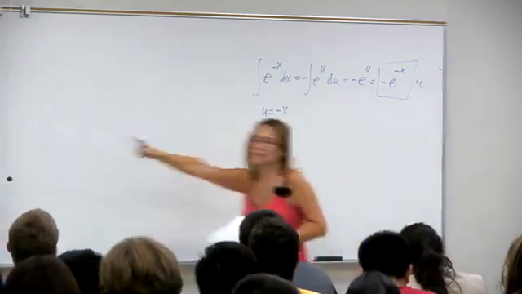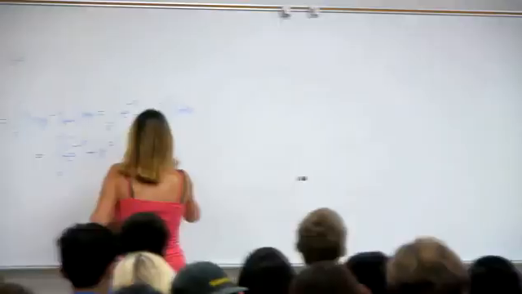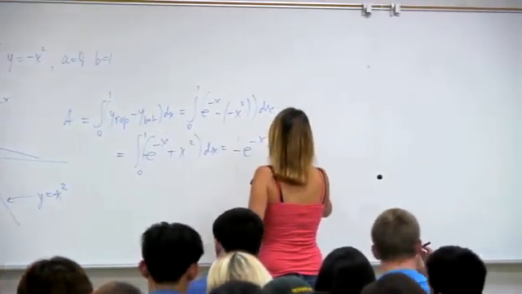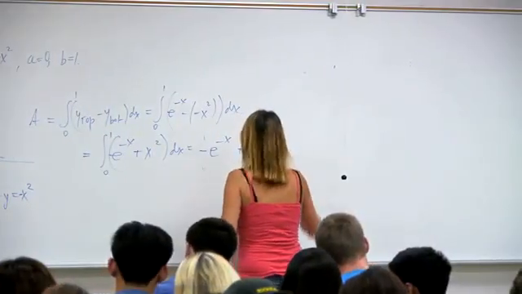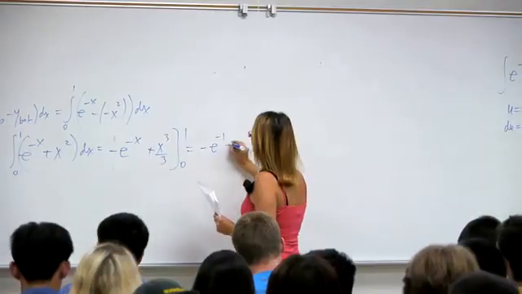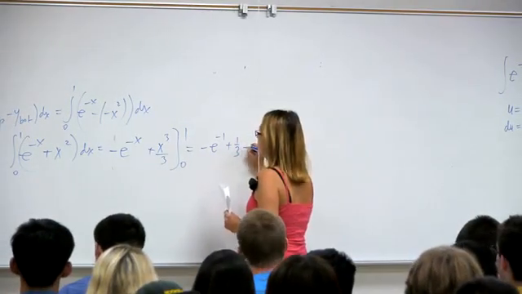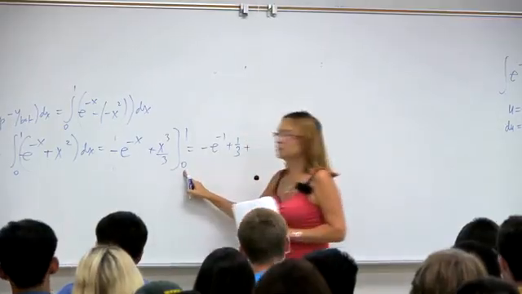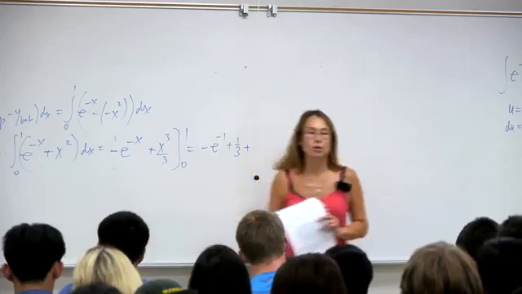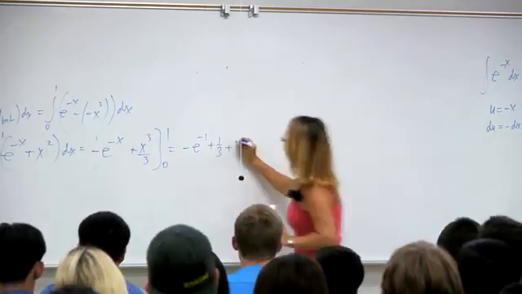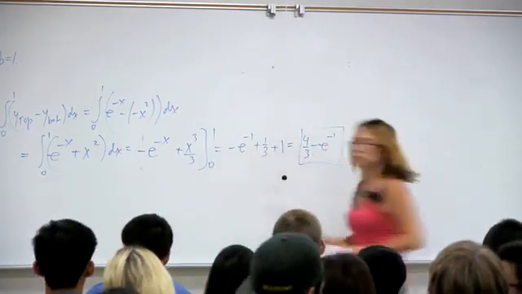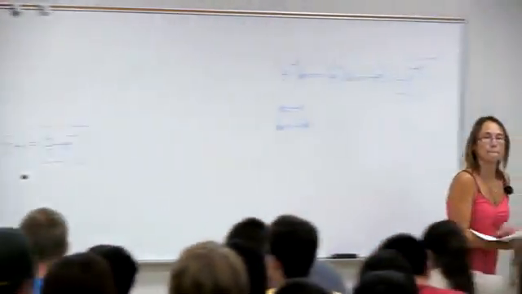But I don't need plus c. I have a definite integral here. So I can just say the antiderivative is minus e to the minus x plus x cubed over 3 from 0 to 1, minus e to the minus 1 plus 1/3, plus from the bottom limit of integration, I have a contribution e to 0. What's that equal to? 1. So this is the answer. Okay. Very simple.